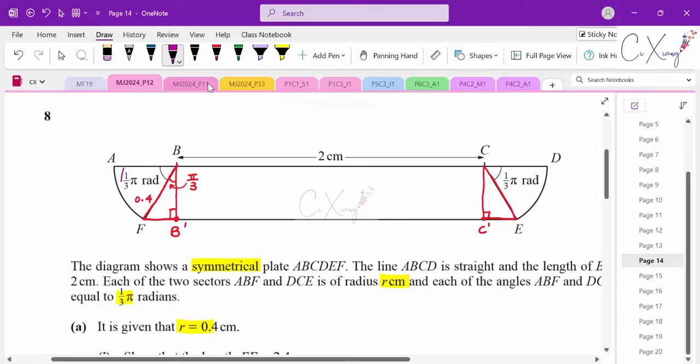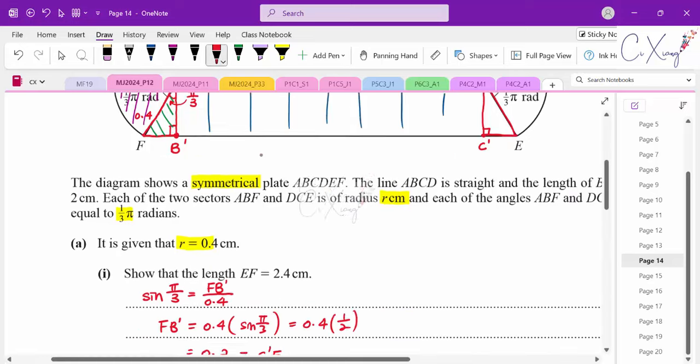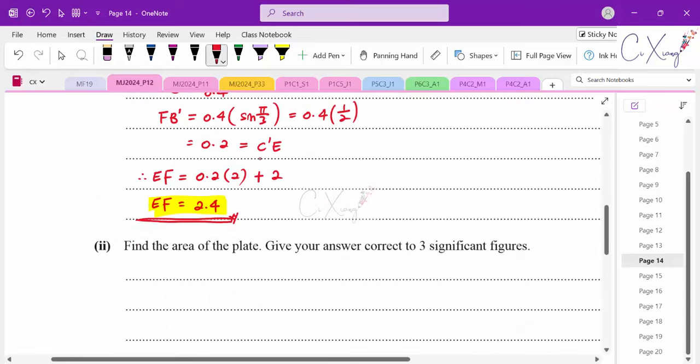First part is 2 times the sector. Second part is 2 times the triangle. And the third one is the single rectangle here. So sector times 2, triangle times 2, then plus the rectangle area. So this is what we plan to do for this question. Okay, so let's start. Area is 2 times the sector plus 2 times the triangle plus the rectangle.